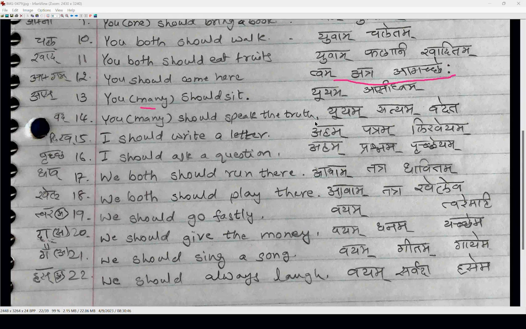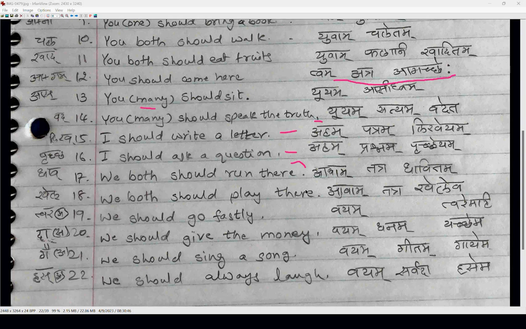You should speak the truth. Yuyam satyam vadeta. Vadeta. I should write a letter. Aham patram likheyam. I should ask a question. Aham prashnam prucheyam.